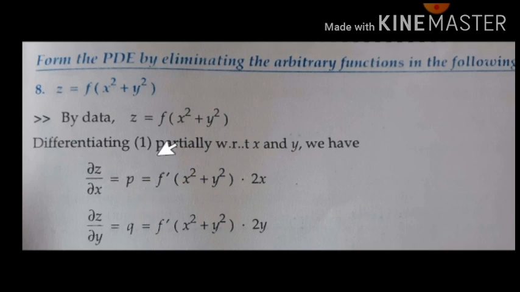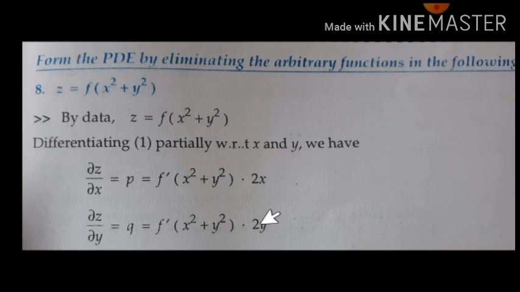Similarly, partially differentiate z with respect to y. This bracket term you consider as another variable u. Like derivative of f of u is f dash of u. So what is u? You substitute. Then that bracket term differentiate with respect to y, that is 2y.